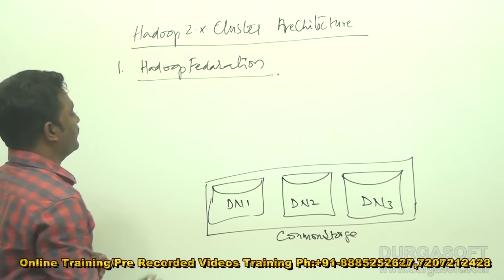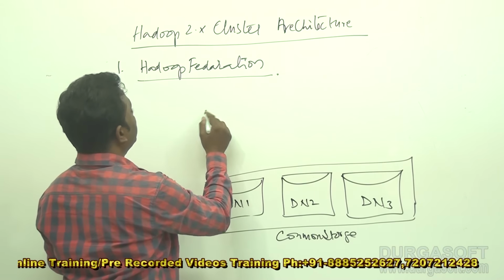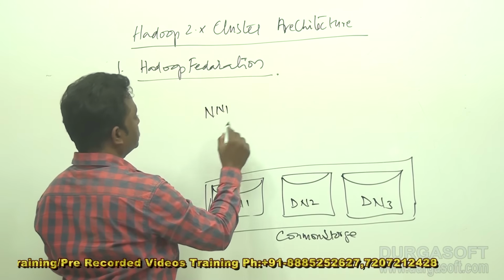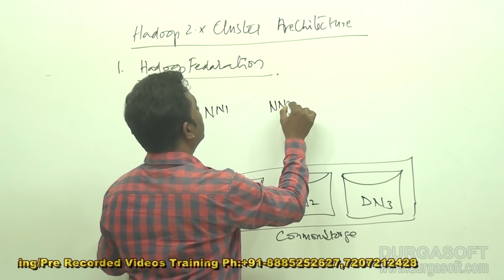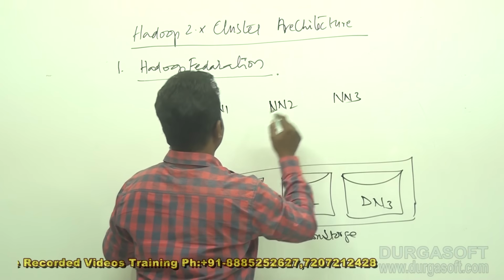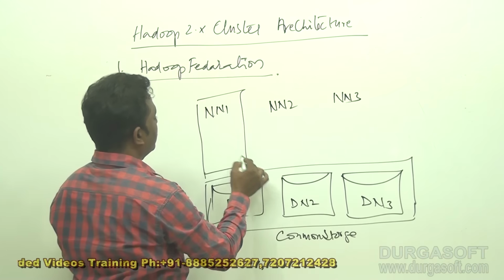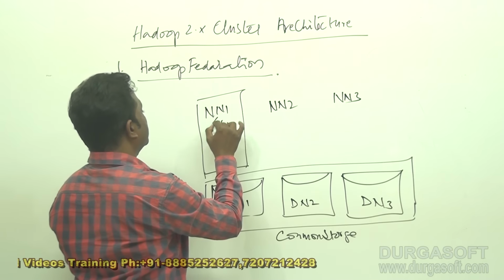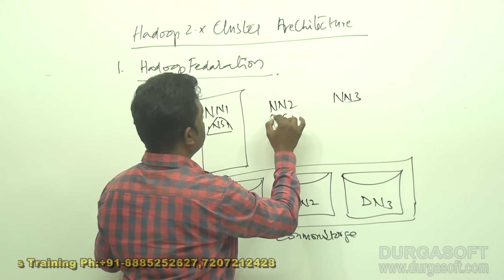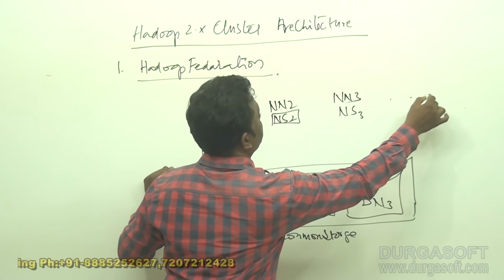So on top of which now we can have name node 1, name node 2, and name node 3, and for each name node, as we have learned, we would have a namespace. It's a part of the name node. So namespace. So it may go on and on.